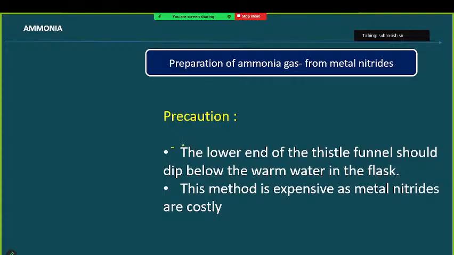Always, the lower end of the thistle funnel should be deep below the level of warm water in the flask. This method is expensive because metal nitrides are costly. Magnesium metal and aluminum metal, their nitrides are very costly in nature.